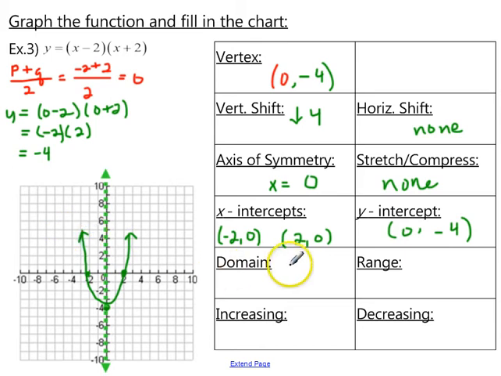And then we can fill in the rest of our chart. The domain is negative infinity to positive infinity. The range goes from negative 4 to positive infinity. It is increasing from 0 to positive infinity. And our parabola is decreasing from negative infinity to 0.